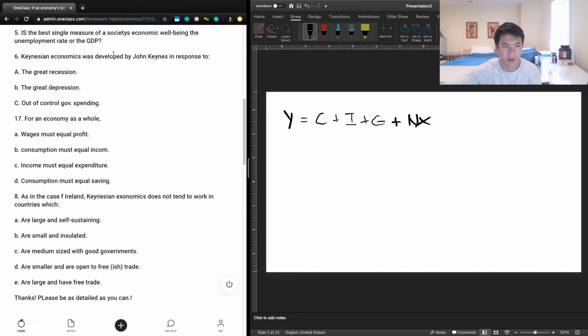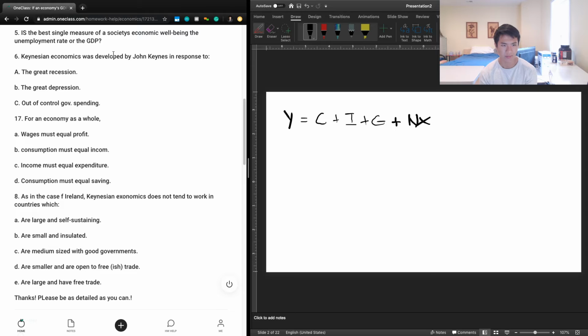Alrighty, so the next question says, Keynesian economics was developed by John Keynes in response to either the Great Recession or the Great Depression. This is again a definition-based question, not really based on any calculation. Keynesian economics refers to the idea developed by John Keynes that government should intervene in markets to increase economic recovery and to speed up recovery from economic downturn.